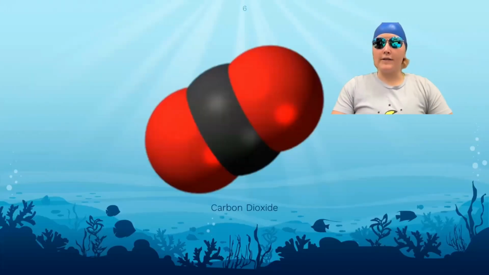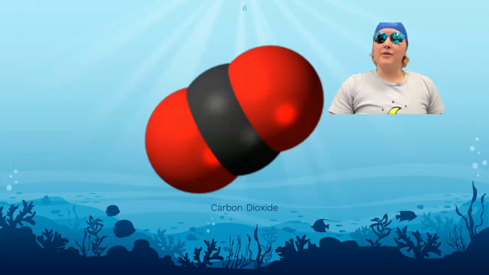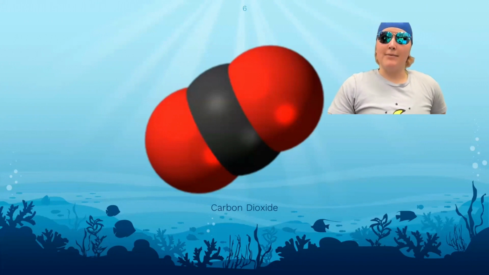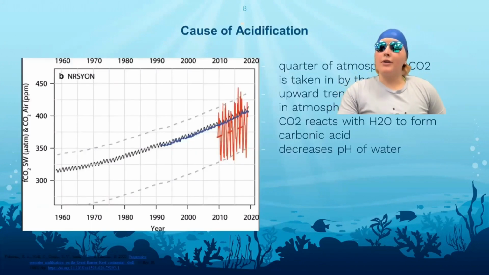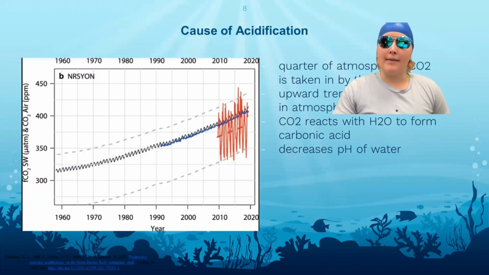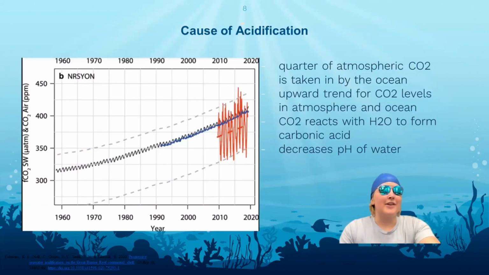So, what causes ocean acidification? It all has to do with carbon dioxide, which starts off in the atmosphere. About a quarter of the carbon dioxide in the atmosphere ends up in the ocean. So now that carbon dioxide in the atmosphere is increasing, the carbon dioxide levels in the ocean are also increasing.